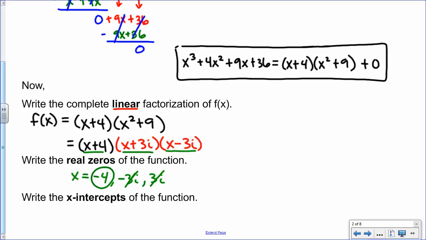So x-intercept. We don't graph imaginary numbers, so negative 3i and positive 3i are not x-intercepts. So x-intercept is the 0, but written as an ordered pair. So negative 4, comma 0.